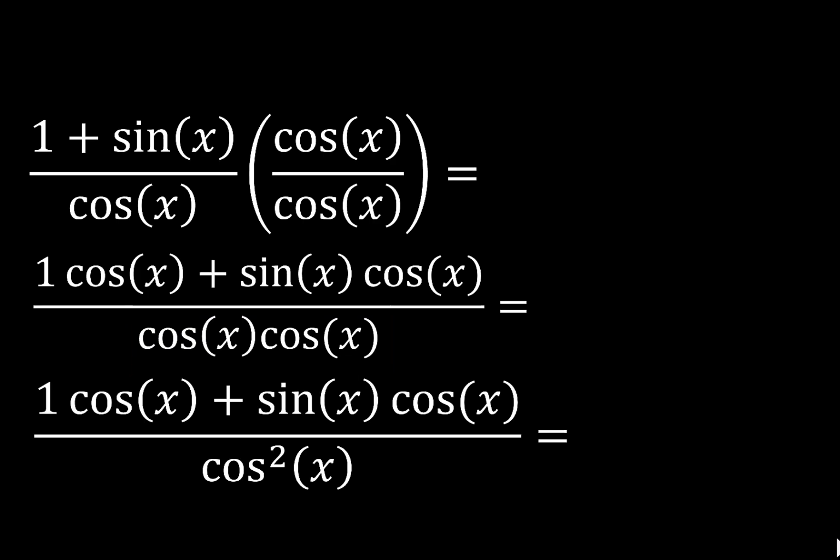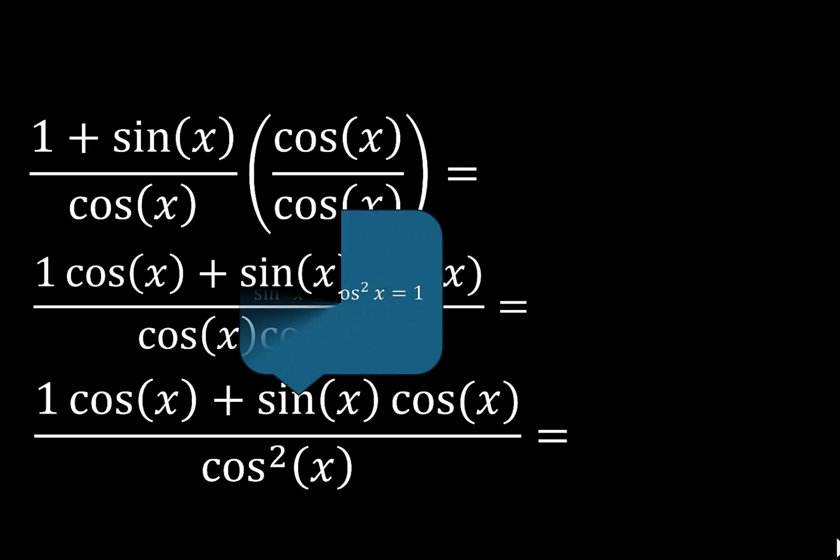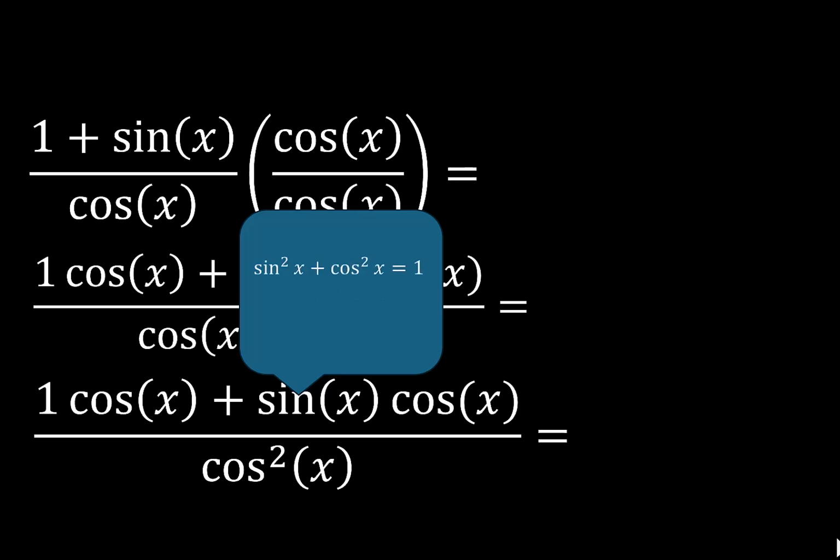This is really great because it introduces an identity. We know that sine squared x plus cosine squared x is equal to 1. That's a Pythagorean identity. I can isolate the cosine squared x by moving the sine squared x over to the right. This says now that cosine squared x is equal to 1 minus sine squared x. This introduces the sine squared in the denominator, which was another goal we had. Let's put that in.